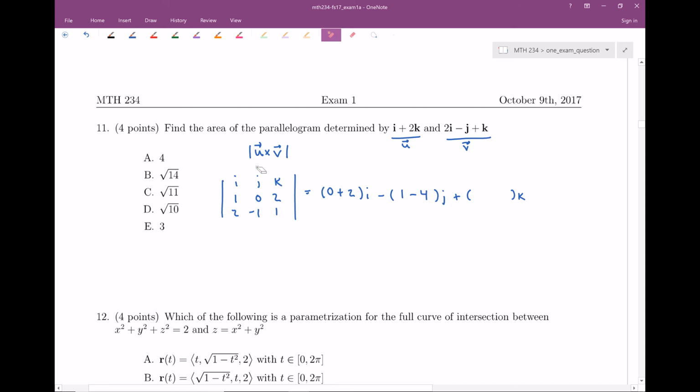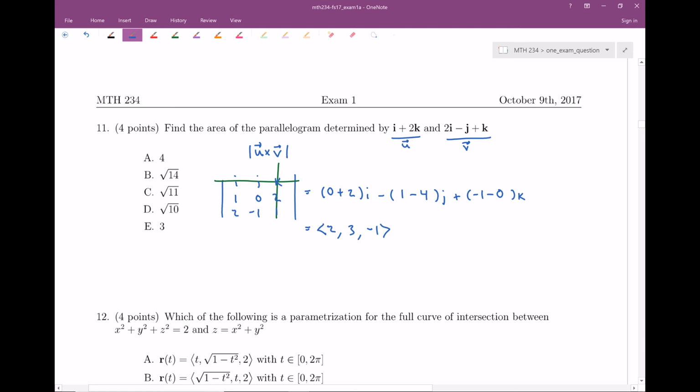And finally the third component, cross off the third column, first row. 1 times negative 1 will be negative 1. And subtract away 0 times 2, that's going to be 0. Alright, so let's rewrite this. I'm going to write this as 2. This would be negative 3, but there's this extra negative sign, don't forget about that. So negative 3, aka just 3. And then negative 1 minus 0, that's going to be negative 1. So there's the cross product, u cross v.